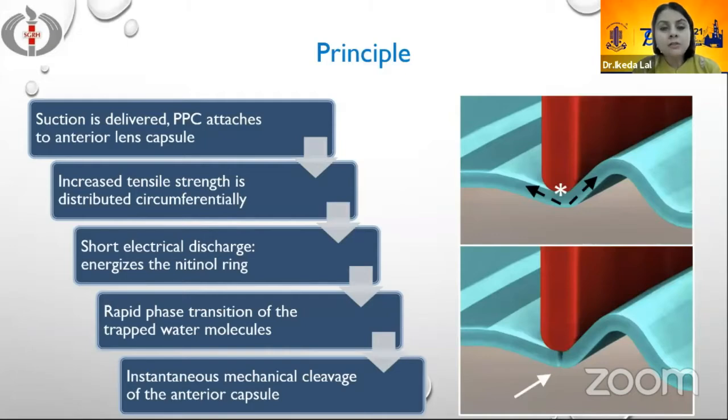When the suction is delivered, the precision pulse capsulotomy device attaches itself to the anterior lens capsule. Then we deliver a short electrical discharge for just 4 milliseconds, which energizes the nitinol ring. This causes rapid phase transition of the trapped water molecules and instantaneous mechanical cleavage of the anterior capsule.